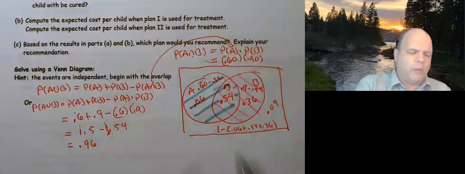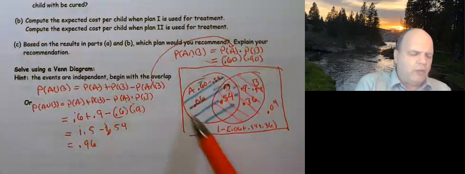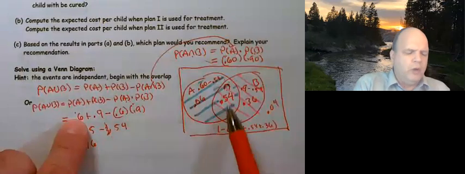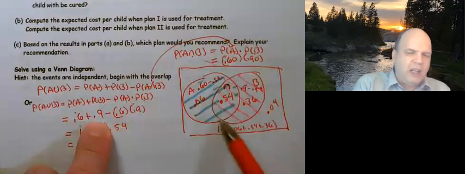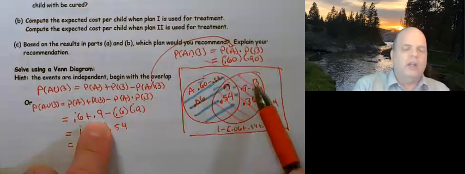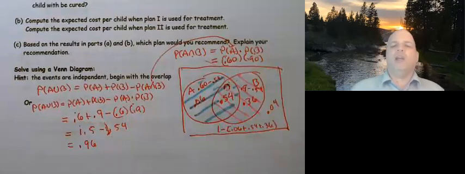I'll try one more time. So this first 0.6 included that 0.54. That's good. But the 0.9 also included it. And since each one included it, it was counted twice, therefore I must subtract it out.